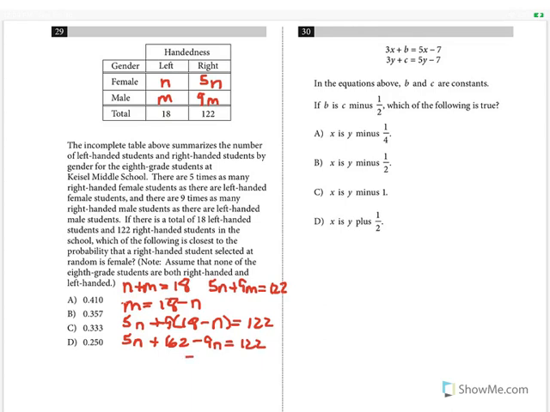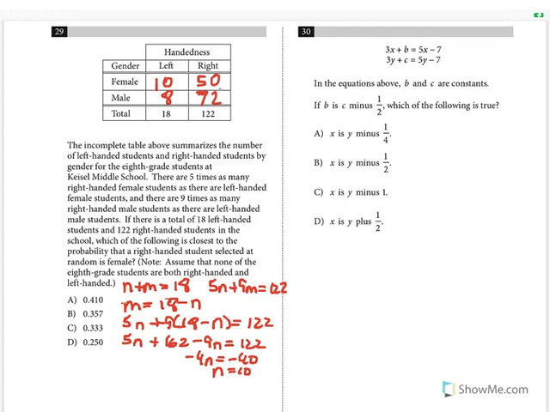All right, so now we have negative 4n equals negative 40, so n equals 10. So I know I have 10 and 50 right here. Now what are we looking for? All right, so that means we also need to know that m is going to be 8, and that's going to be 72.